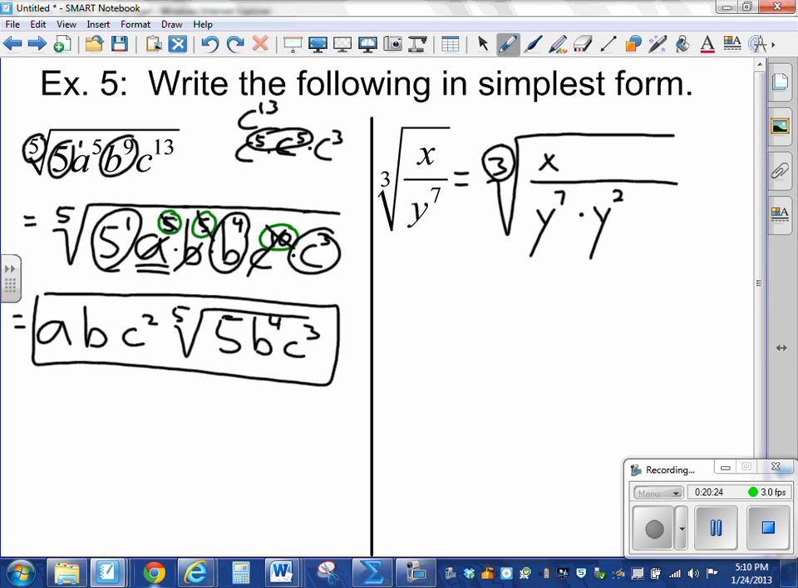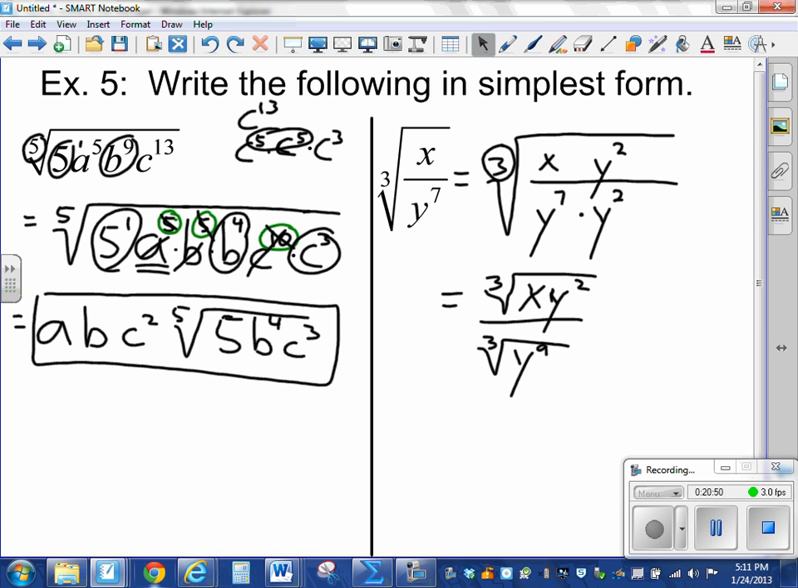Now, whatever you do on the bottom, you have to do on the top because you have to make sure you're multiplying it by 1. Y squared divided by y squared is a fancy 1. So you're not actually changing anything. Okay? So, now rewriting this, we're going to get the cube root on the top, x, y squared. On the bottom, we're going to get the cube root of y to the 9th.